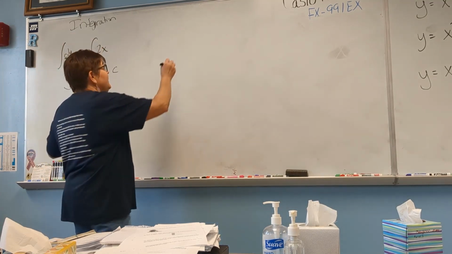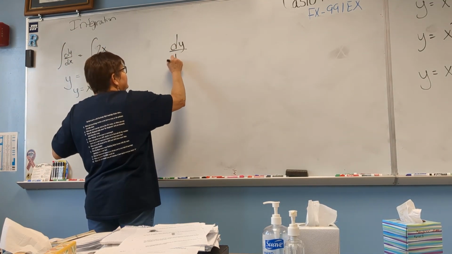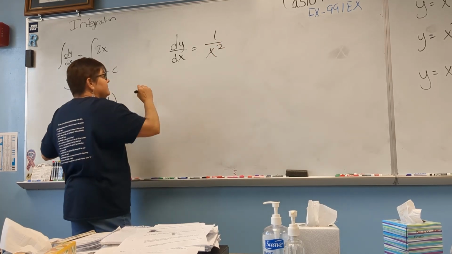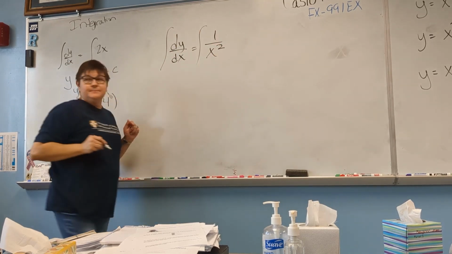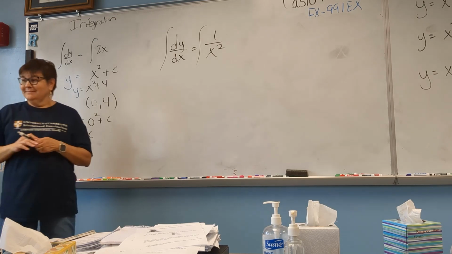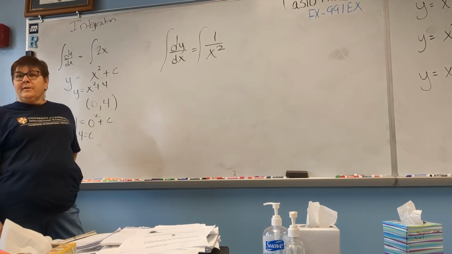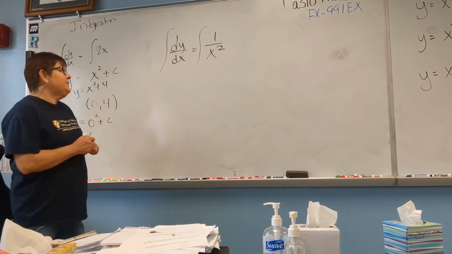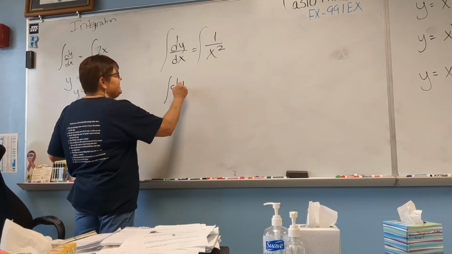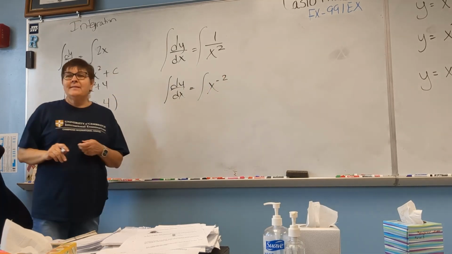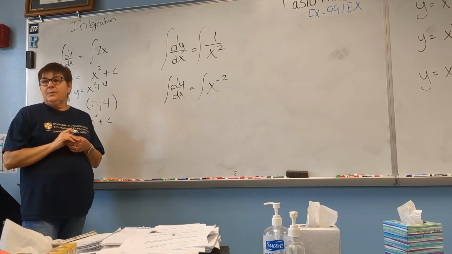I got another one I want you to try. I want us to integrate it. Good luck. What do I need to do with this 1 over x squared? I need to flip that puppy out. Why? Because I can't take a derivative, nor can I take an integral of something that's in a denominator. That's a no-go.